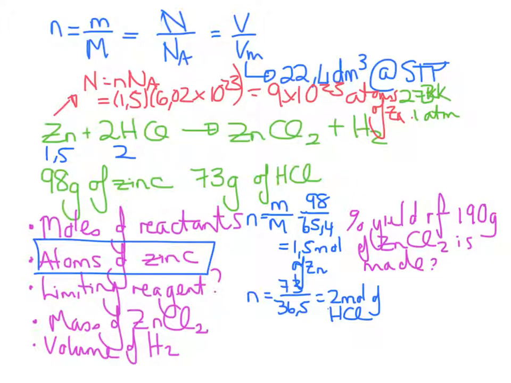So that's done. Now they want us to know what is the limiting reagent. I need these to react in a ratio of 1:2. I've got 1,5 there and I've got 2 there.